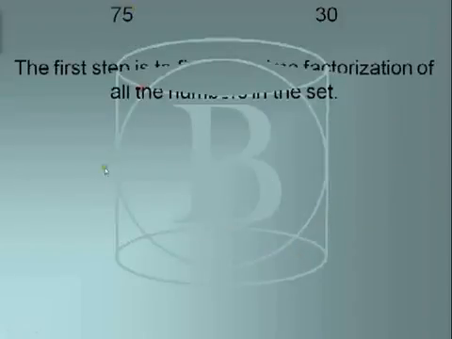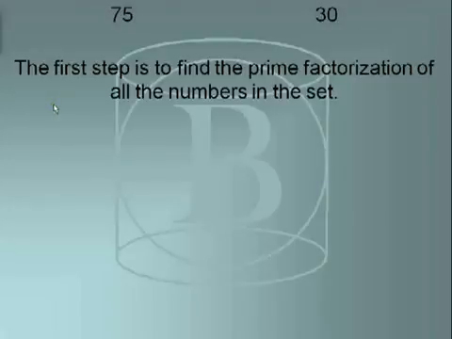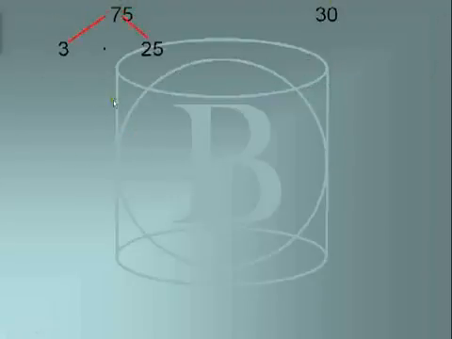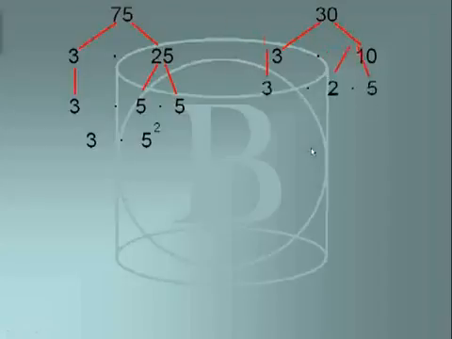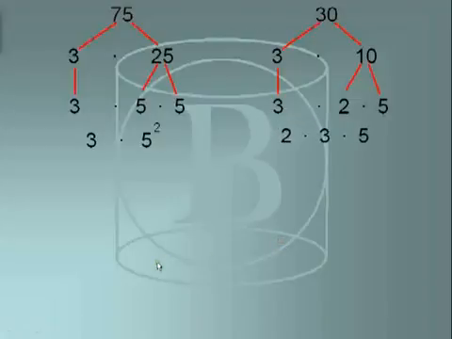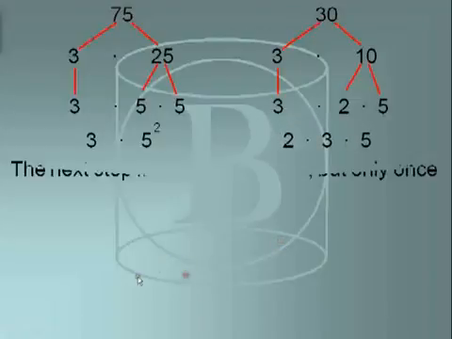Alright, I'm going to start by finding the prime factorization of all the numbers in a set. And of course, we've got two numbers in this set. We've got 75 and 30. So, if you'll remember from the previous lesson, prime factorization, 3 times 25 is 75. And then I can break the 25 down to 5 times 5. I'm going to list that as 3 times 5 squared. I'm going to do the same thing over here with 30. 3 times 10 is 30. 10 is the same thing as 2 times 5. So, I've got 3 times 2 times 5. Or 2 times 3 times 5, list them in order.